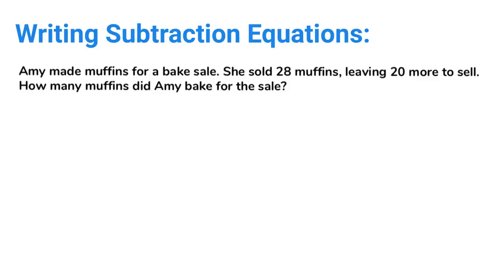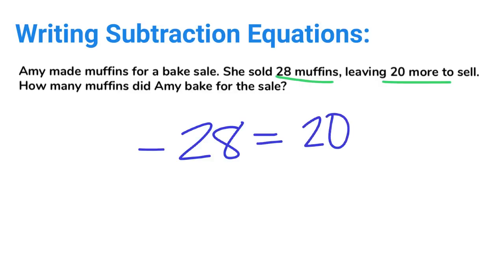Taking a look at our second example, writing subtraction equations: Amy made muffins for a bake sale. She sold 28 muffins, leaving 20 more to sell. How many muffins did Amy bake for the sale? So if I think about this, we know that she sold 28 muffins. So that right away tells me that I'm subtracting 28 away from my original amount, and it's leaving 20 more to sell, so it would be equal to 20.